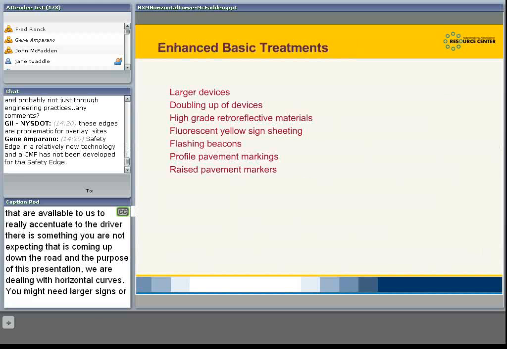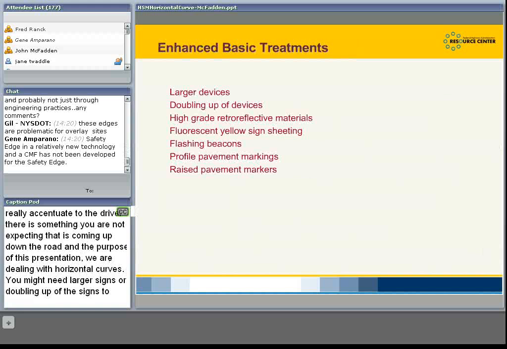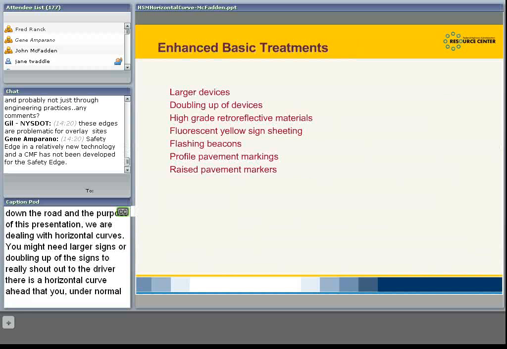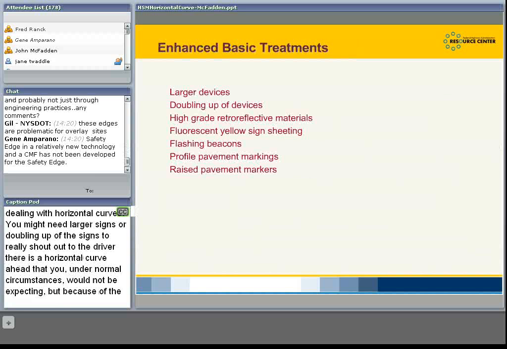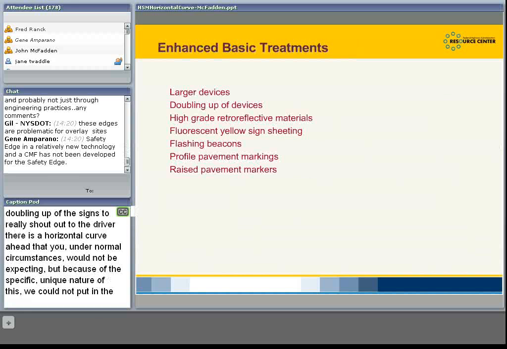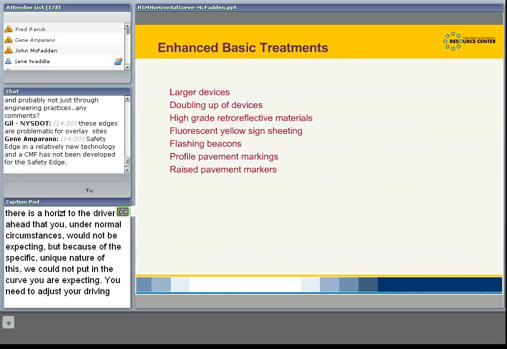Then when you've met standard and you still are experiencing a safety problem at a site, at this point you have to go beyond the standard type of bells and whistles or tools that are available to us from the MUTCD to really accentuate to the driver there is something that you're not expecting that's coming up down the road.